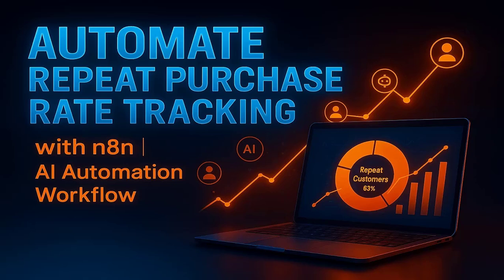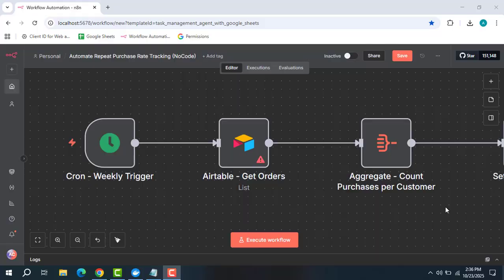In this video, we're going to automate repeat purchase rate tracking using n8n, the most powerful no-code AI automation tool for business workflow. If you run an e-commerce store or subscription service, knowing how many of your customers buy again is essential. Today we'll build a no-code workflow that pulls your customer orders from Airtable, calculates your repeat buyers, exports the metrics into Google Sheets, and sends you a clean summary email, all on autopilot.